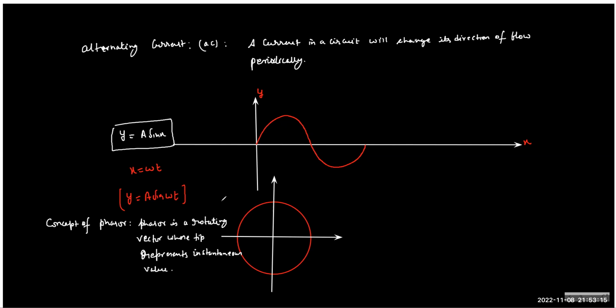Okay. Now, how to represent a phasor? So let's say this is y, and in the phasor representation, we choose something called reference. And the radius of this circle represents the amplitude of oscillation. So if this is A, then you must take the radius equivalent of A.